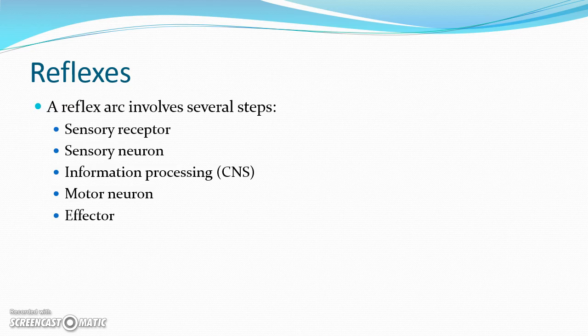The path information takes during a reflex is called a reflex arc. There are several steps or components to this arc. It all starts with a sensory receptor, which is attached to a sensory neuron. The information then travels through an information processing center, which is usually the central nervous system, then passes out through a motor neuron, ending with an effector. I think of the effector as: what effect is this going to have? In the patellar reflex example, the effector is the muscles of the quadriceps, because the effect of this reflex is knee extension.